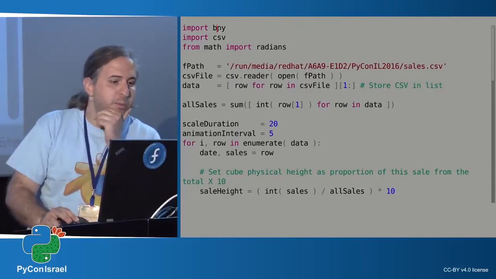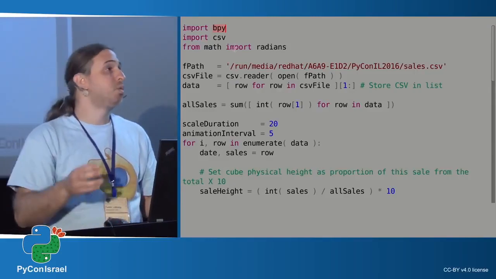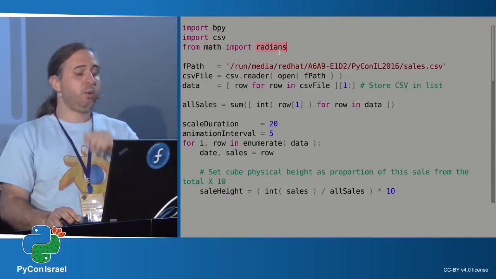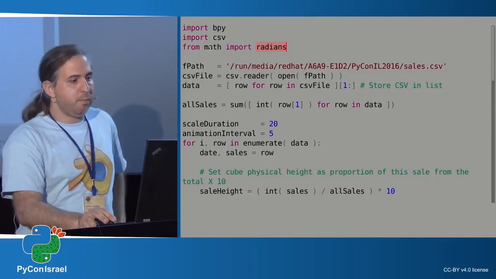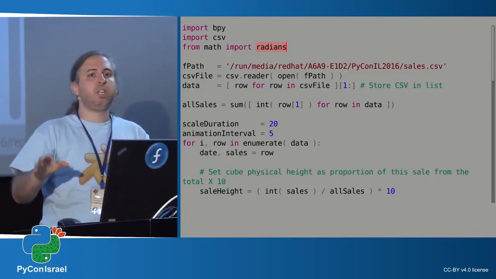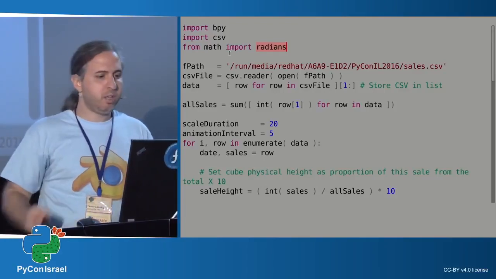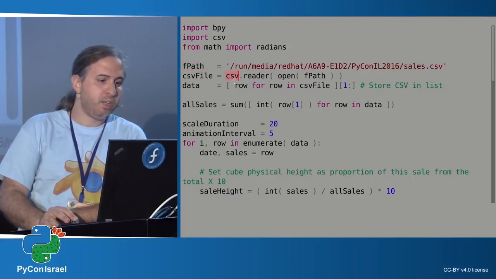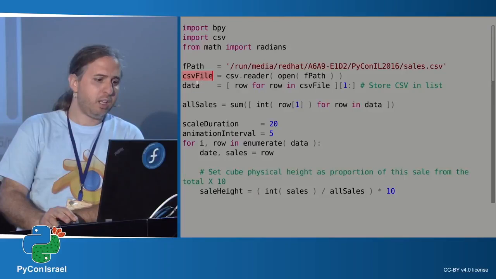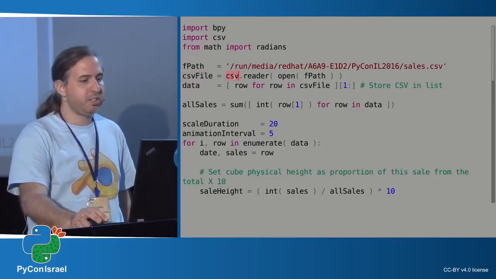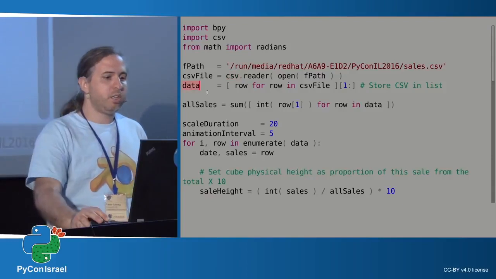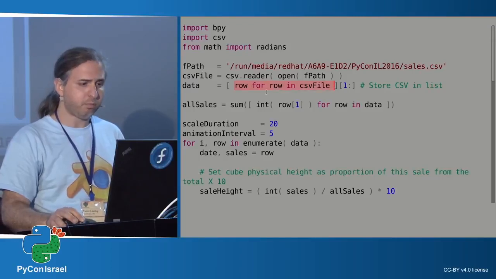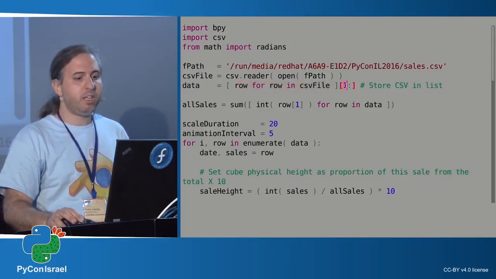First I'm importing bpy, of course. bpy is the basis for most Blender scripts, and then csv. Then I'm importing the radians function because rotation in Blender is usually in radians, not in ordinary degrees. Then we have a file path for our CSV, and we're opening it with the csv package. Because I really don't like the csv package, I'm going to generate this into a list of data. So we have this data list with this little list comprehension, and I'm omitting the titles.